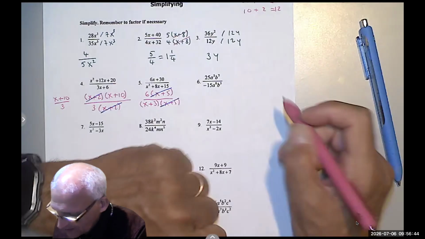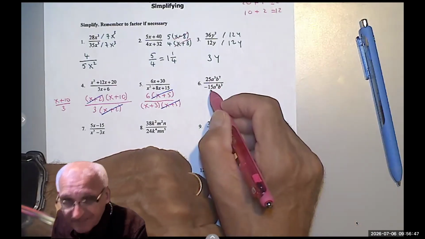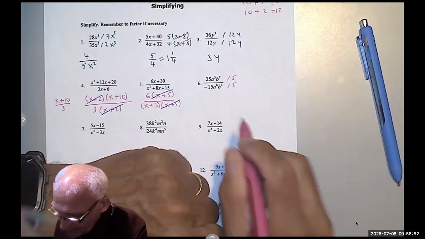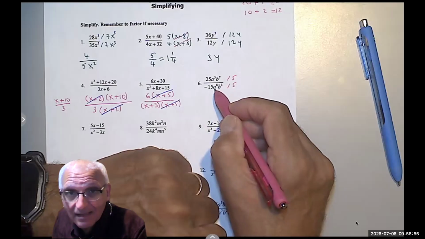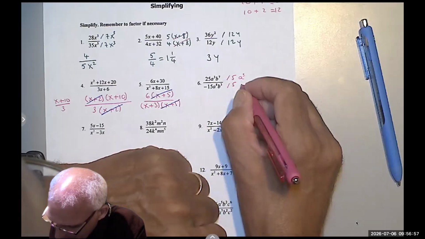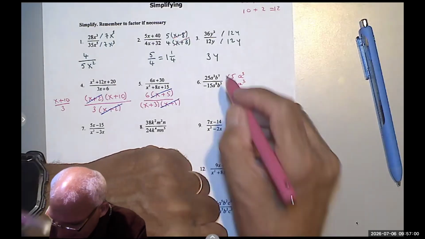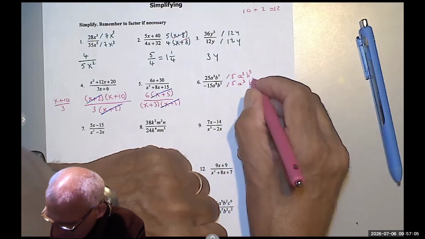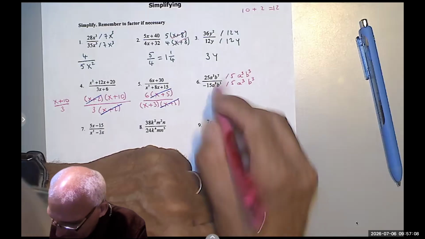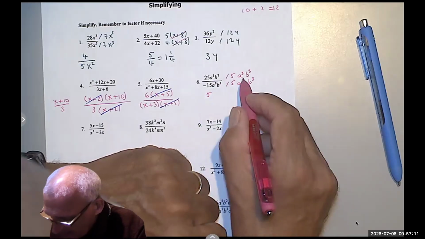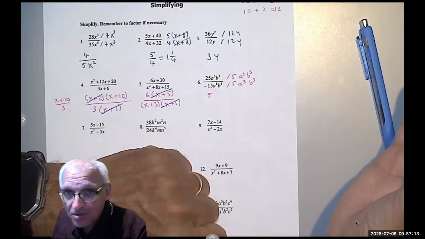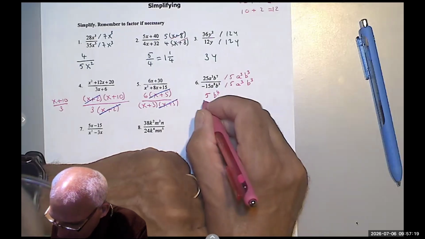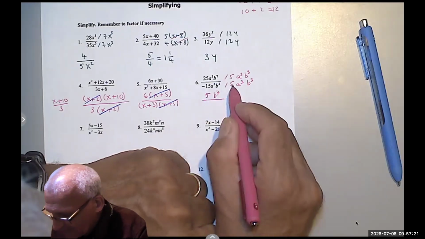Okay, let's move to the next one. I have numbers 25 and 15. Both of them are divisible by 5. So I'm going to divide top and bottom by 5. A cubed and a to the 8th. So I'm going to divide by a cubed. So 5a cubed. B to the 7 and b cubed. So I'm going to divide also by b cubed. Now, 25 divided by 5 is 5. A cubed divided by a cubed, it vanishes. It's just a to the 0, which is 1. B to the 7 over b cubed is b to the 4. -15 over 5 is -3.